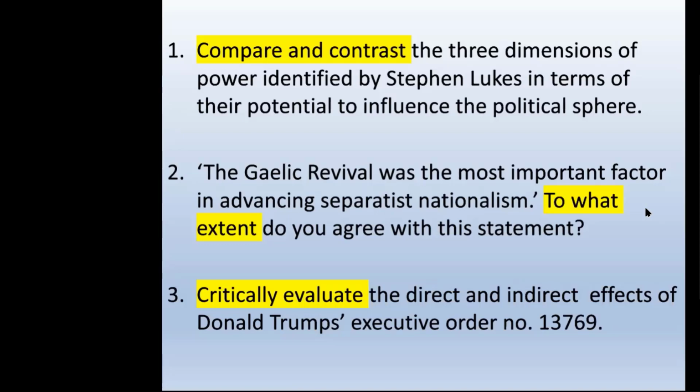The third one is the critically evaluate. Give a score out of 10 for the direct and indirect effects of Donald Trump's executive order, and so on. So this one, we're given a score out of 10. Why do I keep saying 9 out of 10? We give a score out of 10 for that. So then we're going to look at the next part.